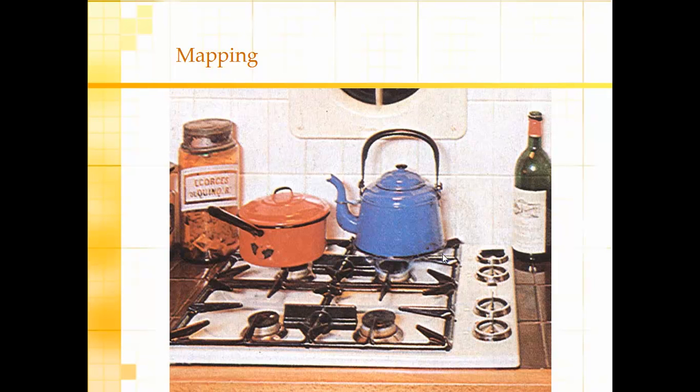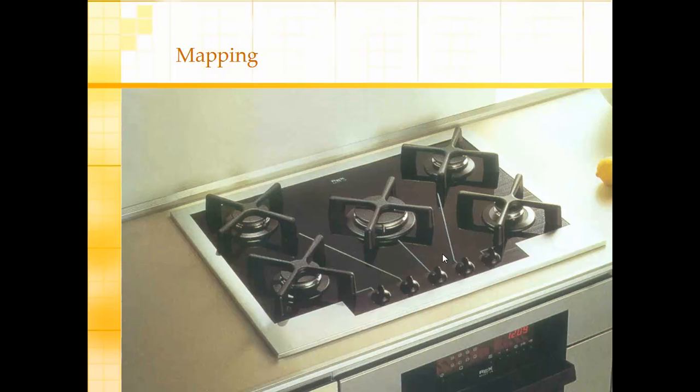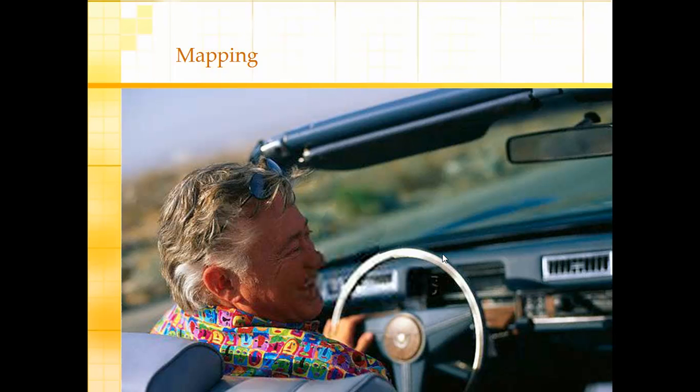Now, how do we know which knob controls which burner? There is no clear relationship between a burner and a knob. Instead, take a look at this particular stove, which is much better designed because there is a clear indication of which knob controls which gas burner.